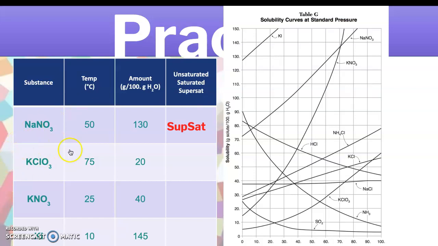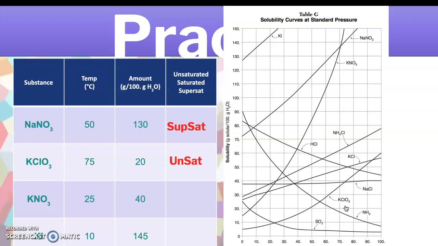Now we have KClO3 at temperature 75 degrees, and our grams is 20 grams. So at 75 and 20 grams, I'm looking at the line KClO3, which is right here. I know that my point is below the line, so that is an unsaturated solution.